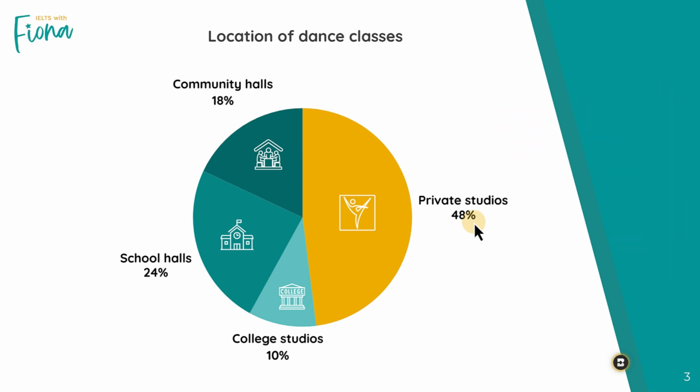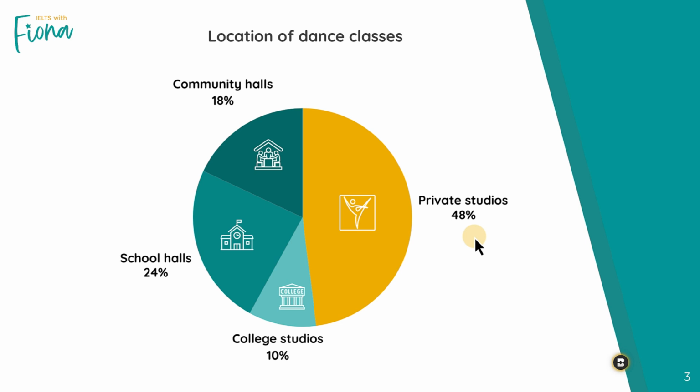As you're doing that, I'll talk the listeners through this pie chart. There are 4 places where dance classes are held. So we can see private studios is 48%. Then there's community halls, 18%. School halls 24% and college studios 10%. So immediately a few things stand out and I've highlighted that in yellow for you.